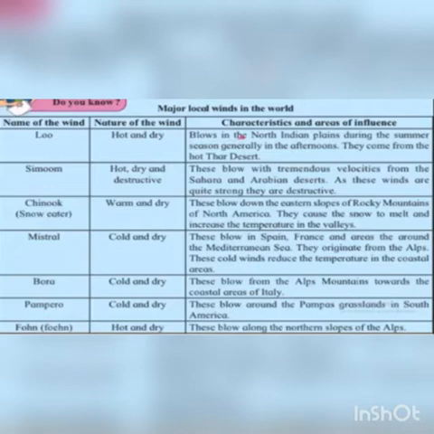Next we have the Bora. The nature is cold and dry. These blow from the Alp mountains towards the coastal areas of Italy. Next we have the Pampero. Nature is cold and dry. Now these winds blow around the pampas grasslands in South America. Next we have the Fohn. The nature is hot and dry, and these winds blow along the northern slope of the Alps.